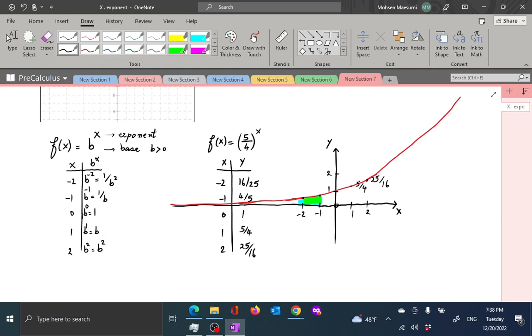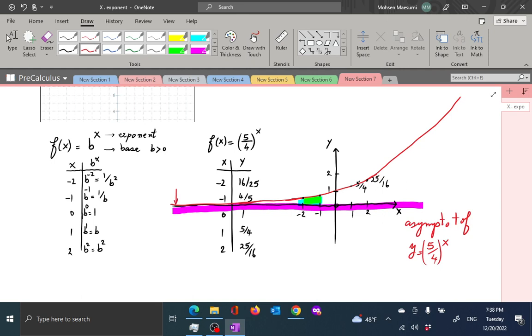So this line, let me color it purple, the x-axis, this is an asymptote. This is the asymptote of y is equal to 5/4 to power of x, because the gap between the asymptote and the function shrinks toward 0 as you move away from the origin.